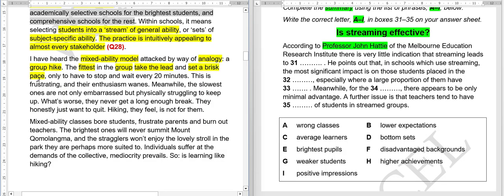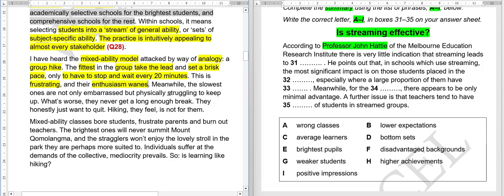So their speed will be faster than those who are not fit, or who are unfit, you can say, only to have to stop and wait every 20 minutes. But the problem will be that they have to stop and wait every 20 minutes because they will go way ahead of others, so others will have to catch up, so they will have to stop for that. This is frustrating and their enthusiasm wanes. So obviously it will be frustrating for them because they have to put on brakes, they have to stop every 20 minutes and then wait for others to catch up, and their enthusiasm will fade.